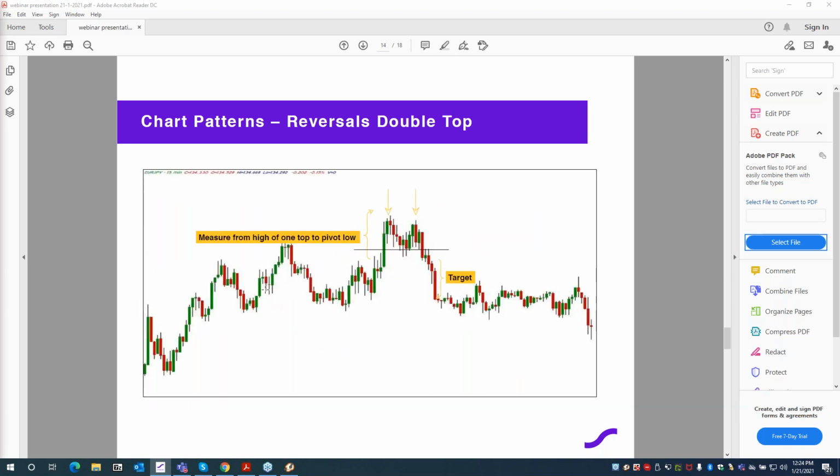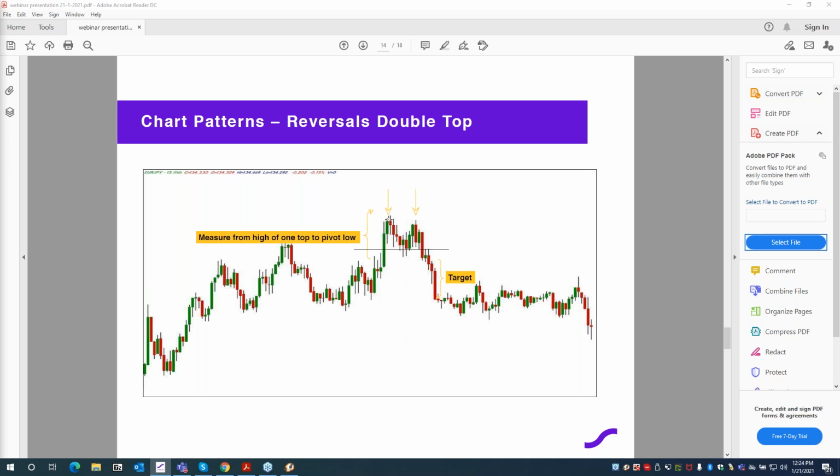So moving on to a reversal double top. This is as well one of my favorites. I do like to trade on the double tops. I also like the double bottoms. So you usually have an instrument that is testing a certain level. This can also be considered a resistance level. You have the two high points as we can see them here.